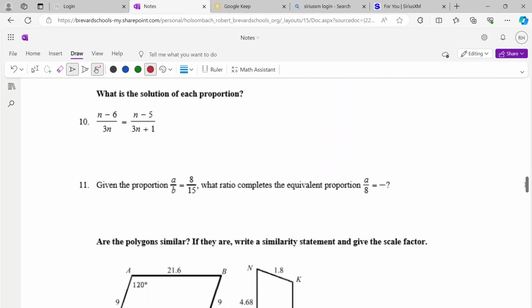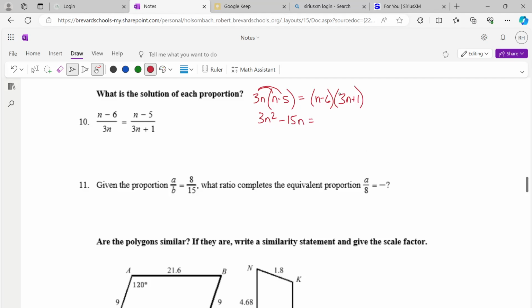Problem number 10. What is the solution of each proportion? All right, in problem number 10, we got to crisscross multiply. So we got 3n times n minus 5, and it's equal to n minus 6 times 3n plus 1. Distributive property on the left, 3n times n is 3n squared, and 3n times negative 5 is negative 15n.